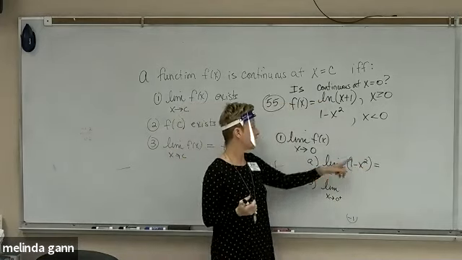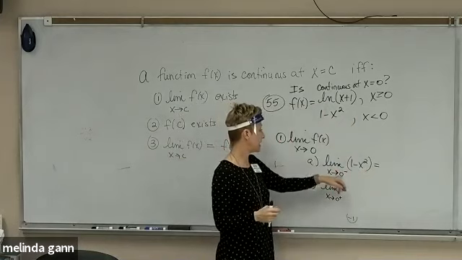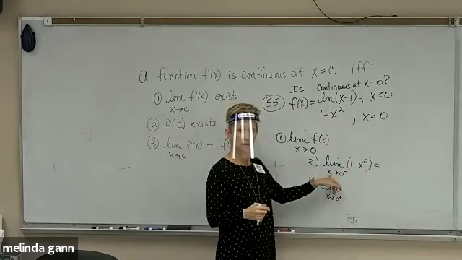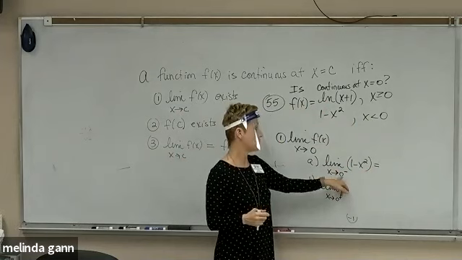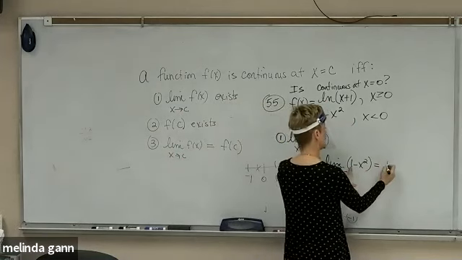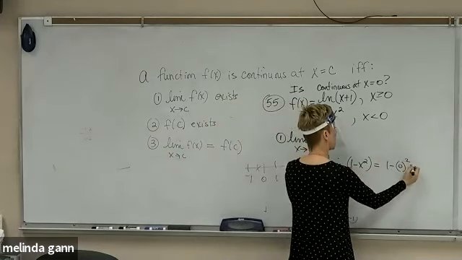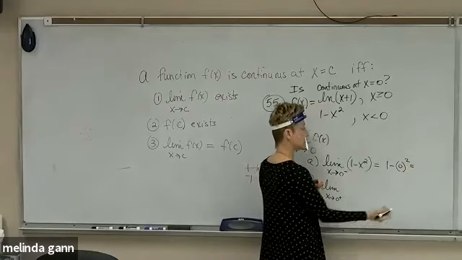So again, when you're doing a limit, what's the first thing you try? You try to take that number and just what? Plug it in. So I'm gonna try to take 0 and plug it in for x. So 1 minus 0 squared. What's that end up being?